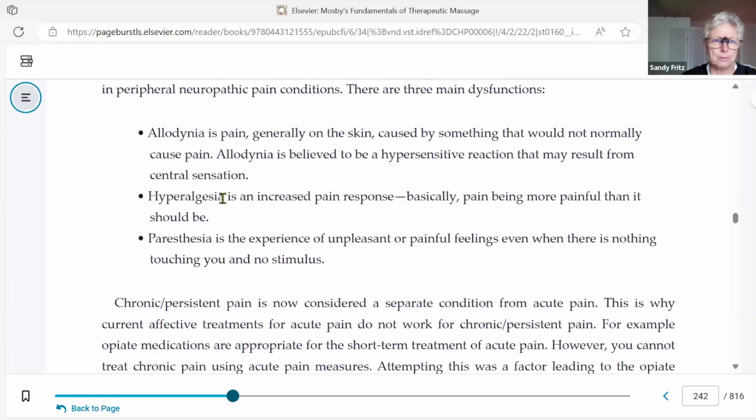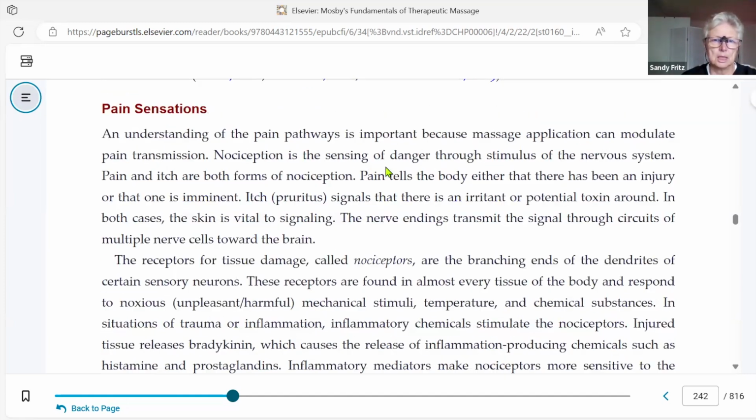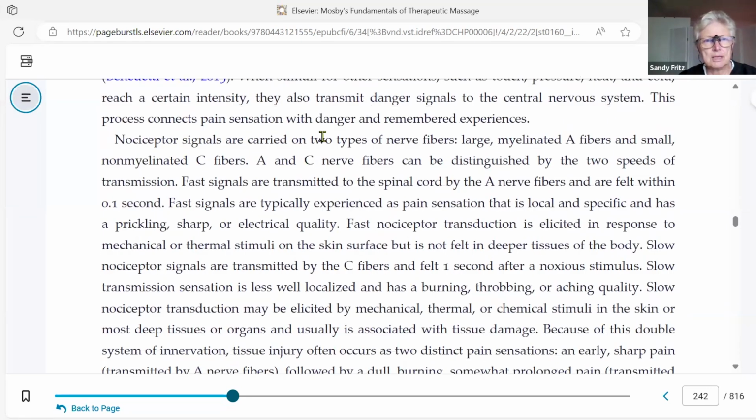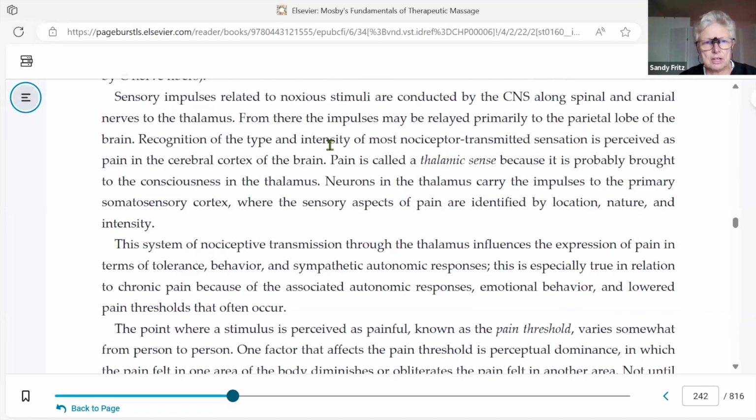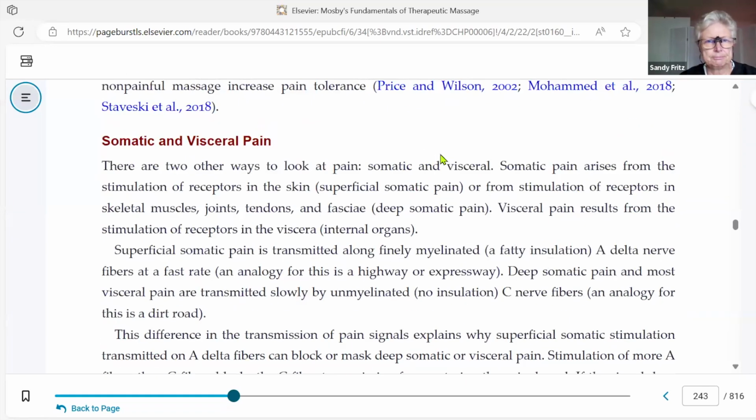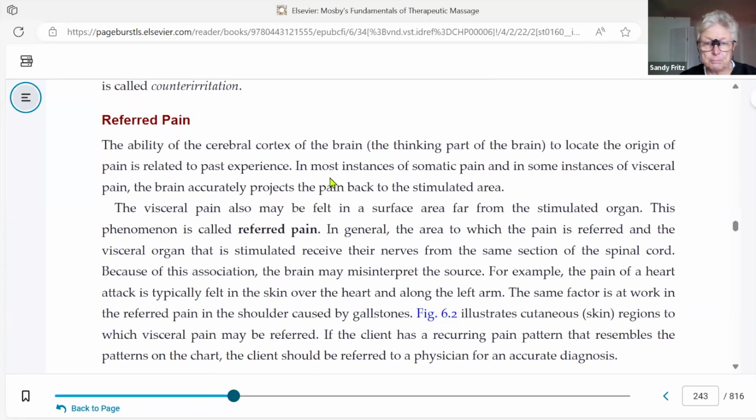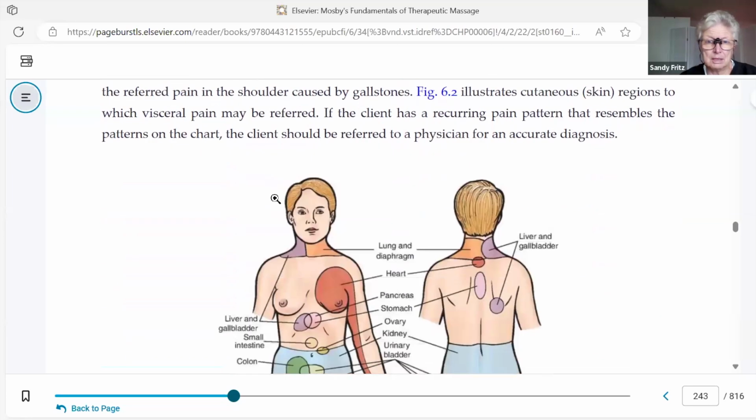You're going to want to know what hyperalgesia means, allodynia means, paresthesia. You're going to want to know what these terms are. And then the various experiences of pain and pain sensation. Again, the textbook does a very good job explaining this. We get into somatic and visceral pain, referred pain. That can be from a nerve impingement, potentially soft tissue, the trigger point thing.